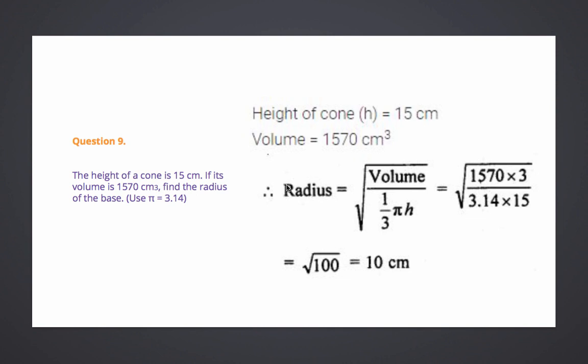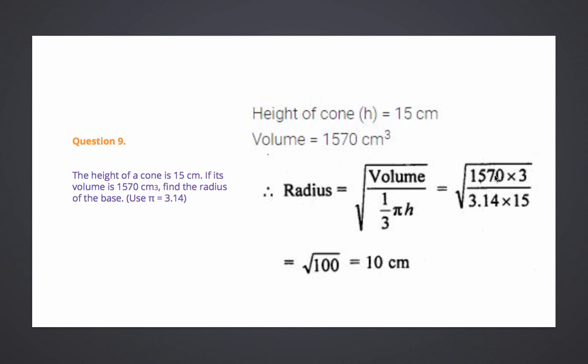So, to calculate the radius, the formula then becomes square root of volume upon 1 by 3 pi into h. Clear? Or you can directly put the values also, because radius square will come volume upon 1 by 3 pi h, and then radius is equal to square root of that. So, it's one and the same. I have just simplified it so that you can do it within a step.